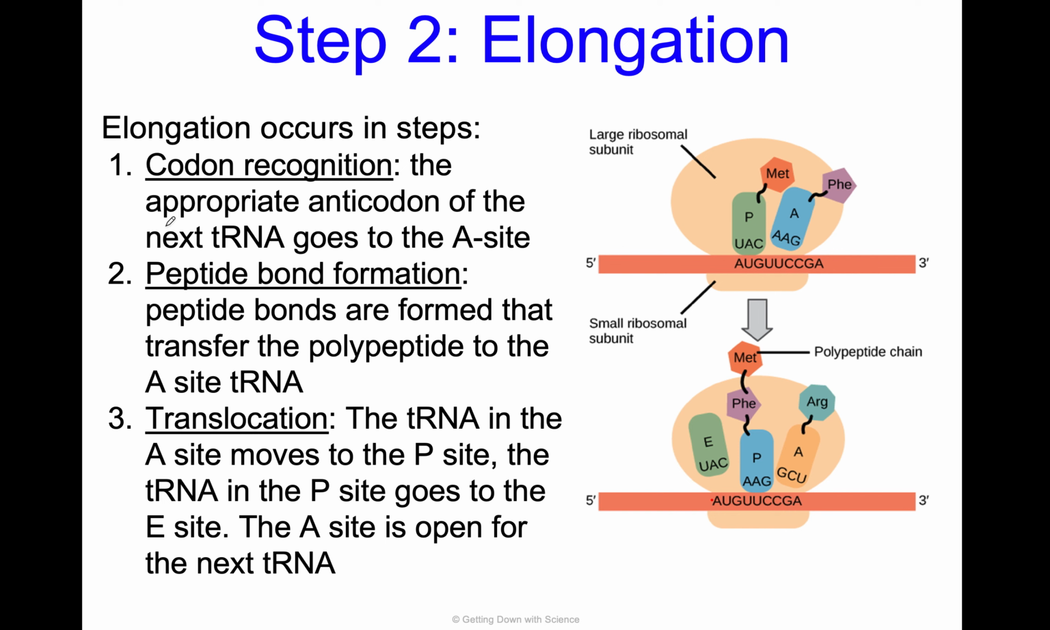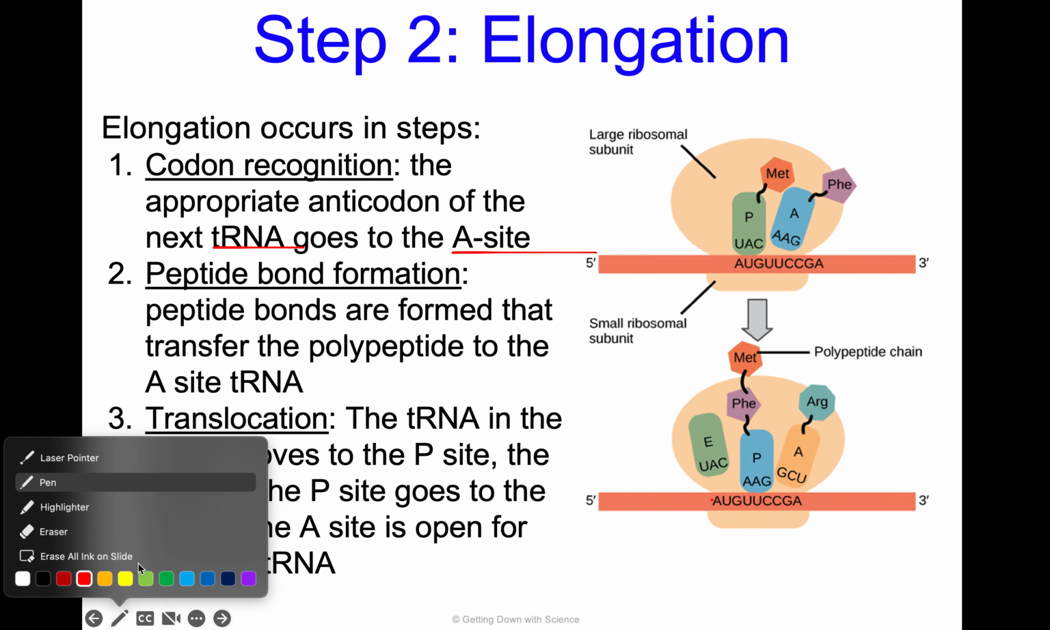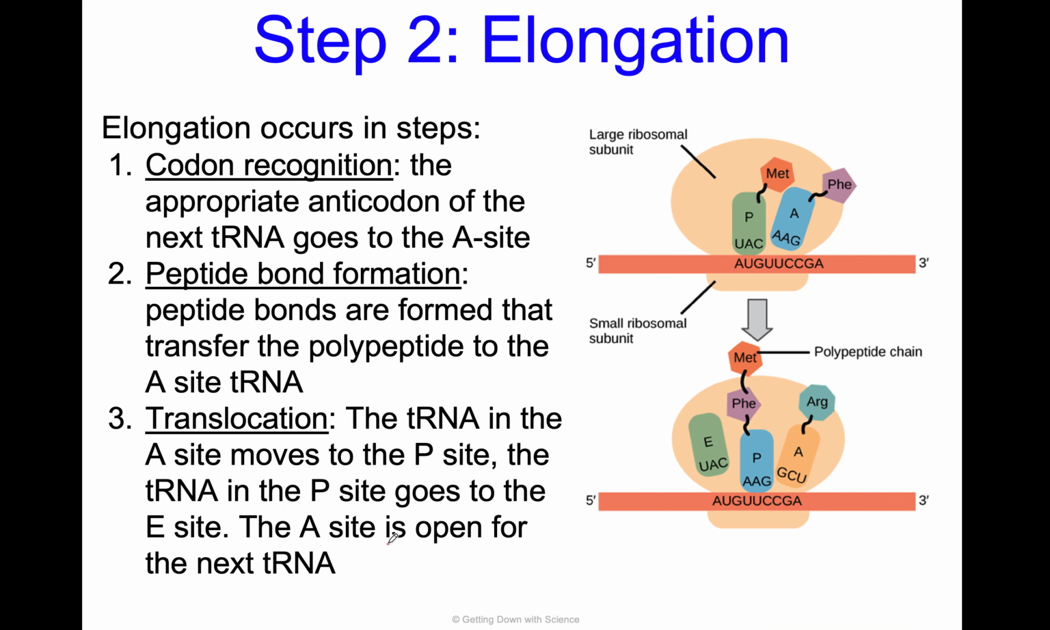So the appropriate anticodon from the next tRNA goes into the A site. Bond is formed. Everything shifts down. And then we start all over again. Pause here to take notes.